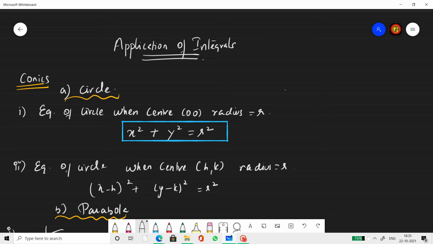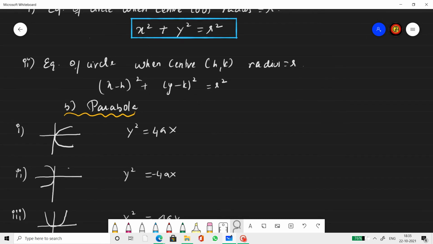Conics, first one is a circle. Under circle, there are two types of equations. Equation of circle with center 0, 0 and radius r, which is x square plus y square equals r square. Next one, equation of circle with center h, k and radius r. Their equation will be (x minus h) whole square plus (y minus k) whole square equals r square, where h and k represent the center.